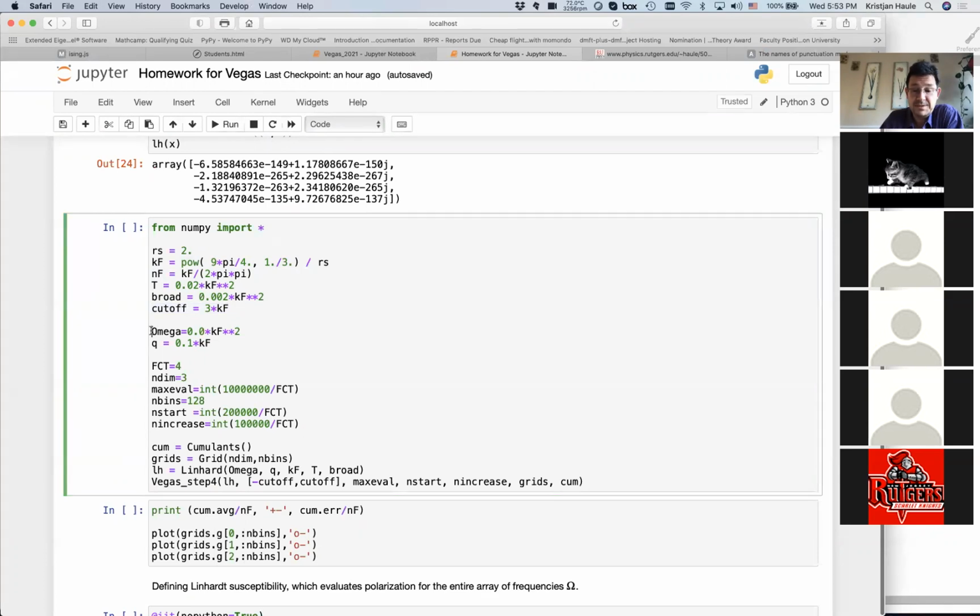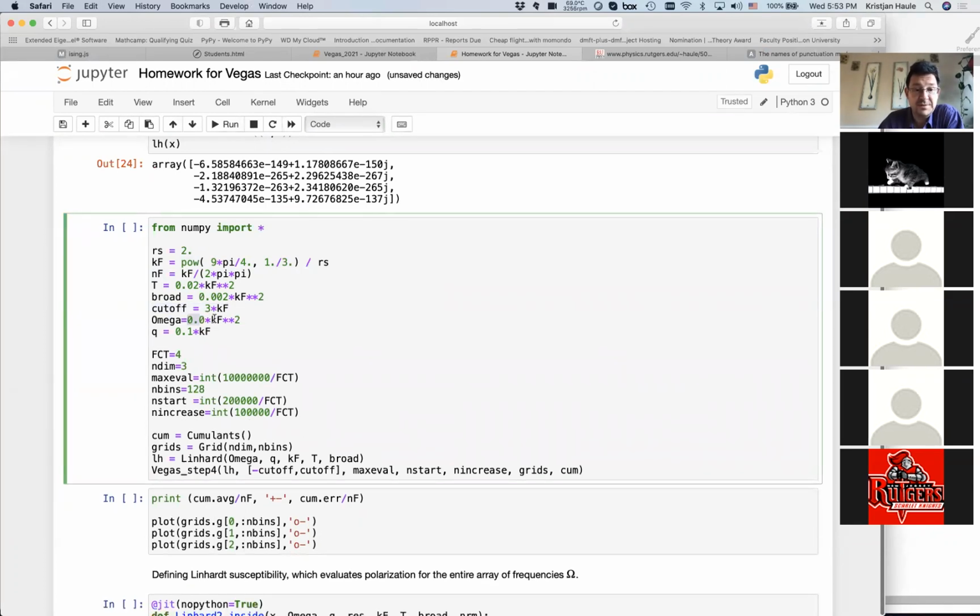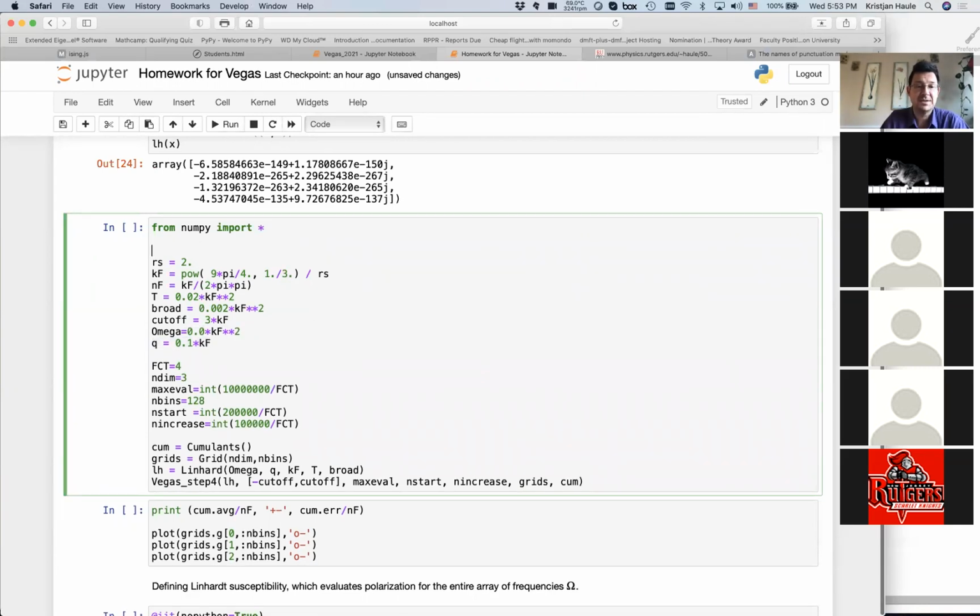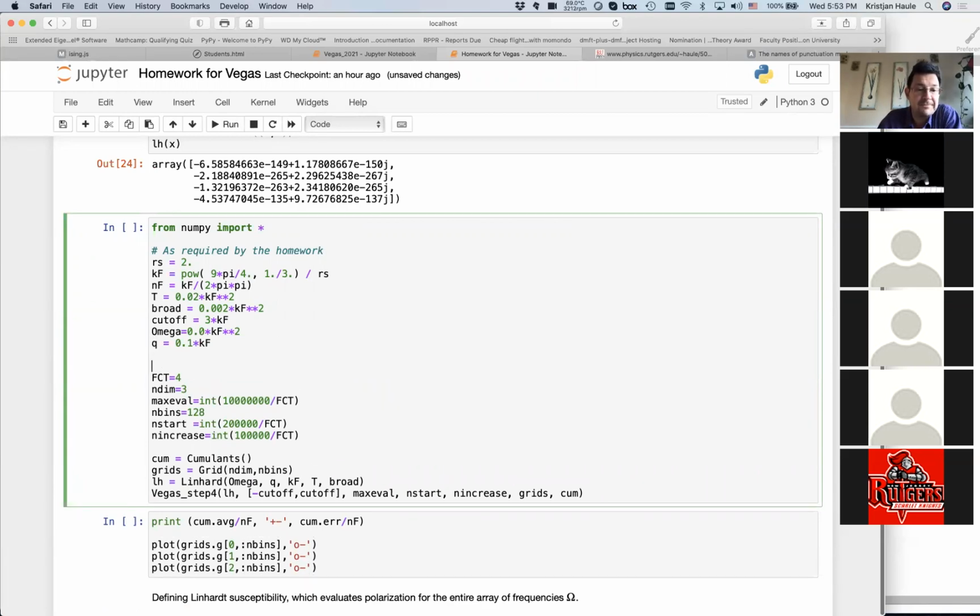Okay, and we decided that omega is going to be 0. I call it 0 times Kf square, doesn't matter. Omega is 0, and Q is 0.1 Kf. So again, all these quantities are as required by the homework. Okay, now we need to set n dim is 3, of course, because we still have just a three-dimensional integral.